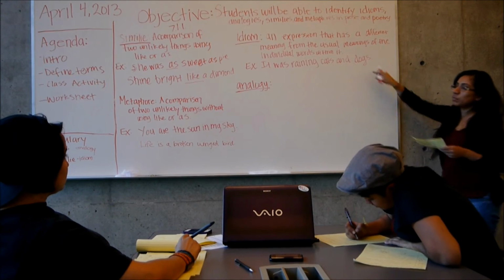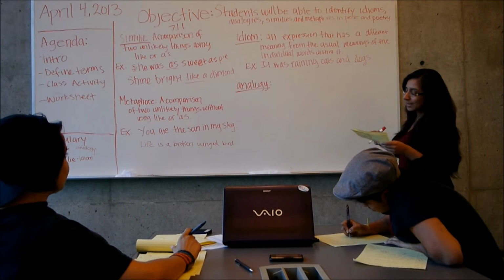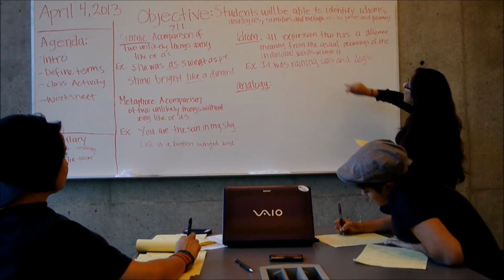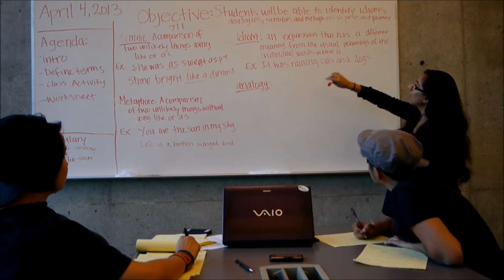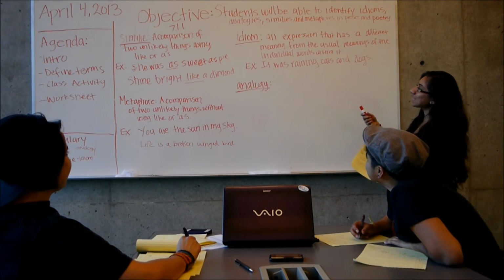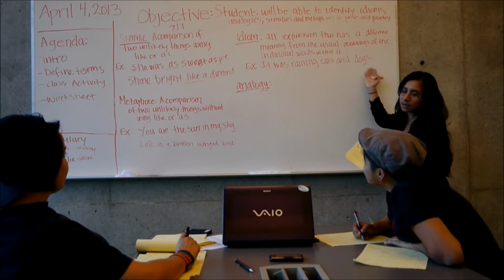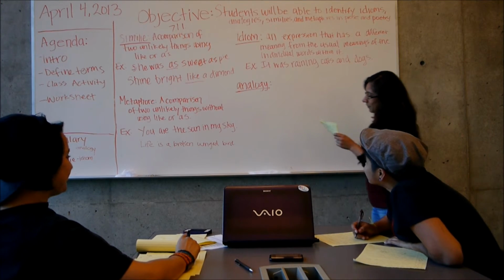Carla, can you read me this example? It was raining cats and dogs. Okay. All right, yeah, so this one, we're saying it was raining cats and dogs. And so it's not actually, of course, going to be raining cats and dogs, but it's just making the assumption that it's raining so hard that it feels as if cats and dogs are falling on you.